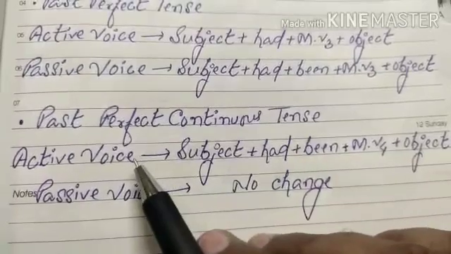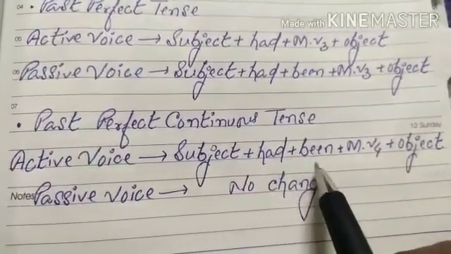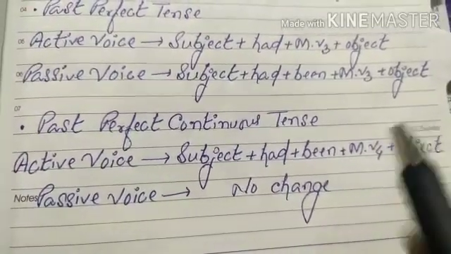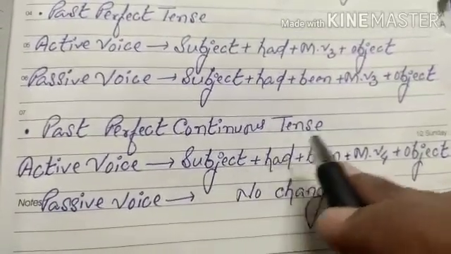If we move on to the last form of past tense, which is past perfect continuous tense, the structure in active voice is subject plus had plus been plus main verb in V4 plus object. But in passive voice, there will not be any change in past perfect continuous tense.